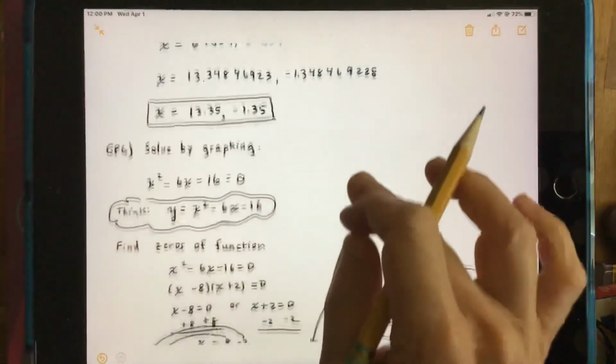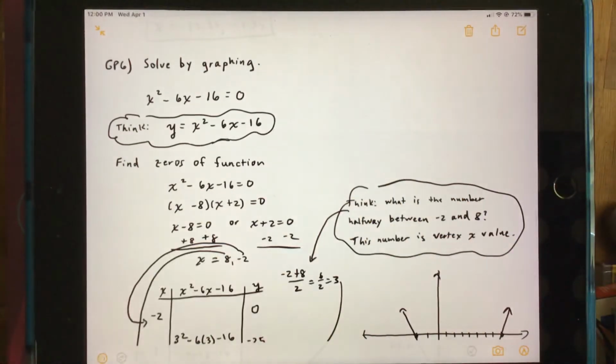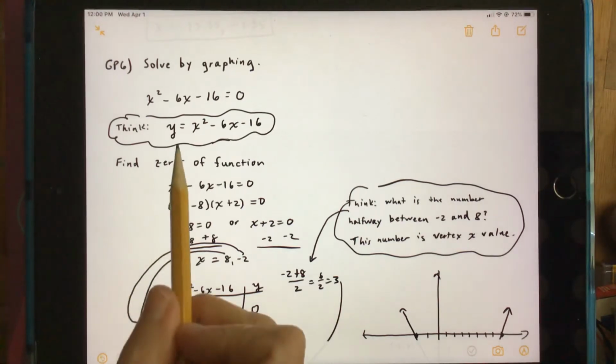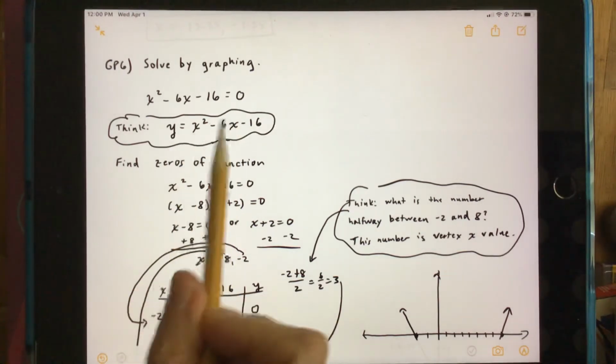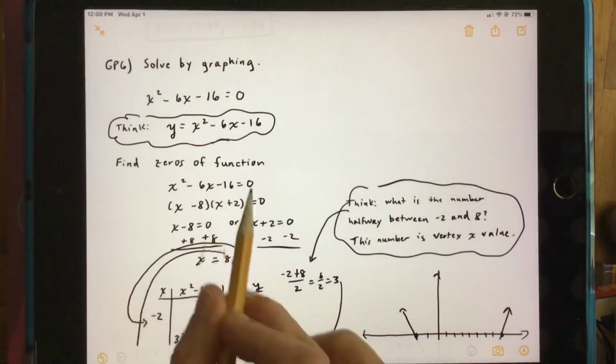All right, now we're practicing solving by graphing. To solve by graphing, take our equation that's equal to 0, and we think of it as the equation, instead of being equal to 0, equal to y, so that we can graph this equation and find the x-intercepts. So first, use your algebraic technique of finding the zeros of the function by factoring into the product of 2 binomials, setting each of those binomials equal to 0, and solving those linear equations and finding that x is either 8 or negative 2 in solution to this.